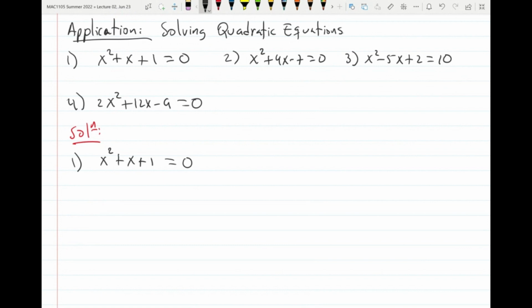Why? What tells you that you cannot use the square root method directly here? Because of this guy, right? There's an x in here. If we didn't have this x, then we could just move the 1 over and then take square roots, right? Now we have the x, so what do we do? Okay, let's complete the square.